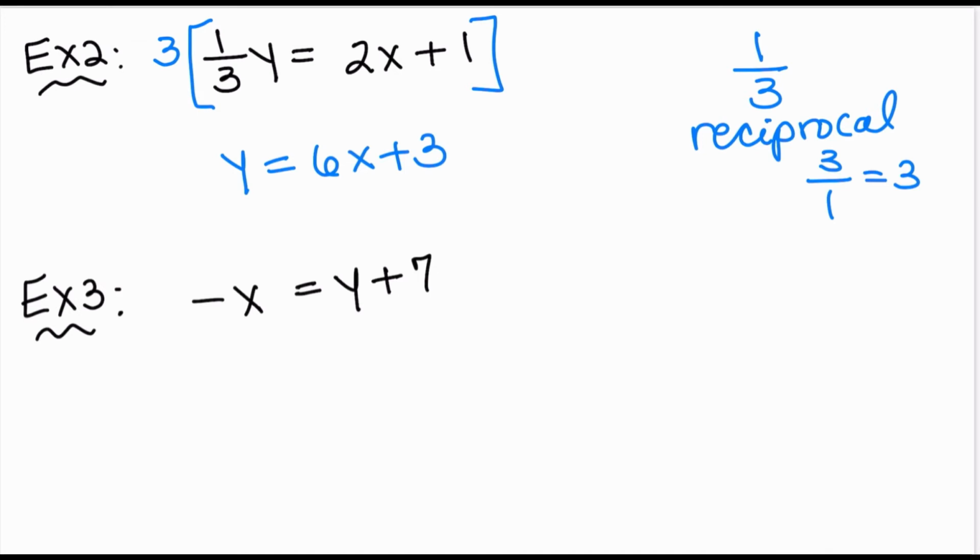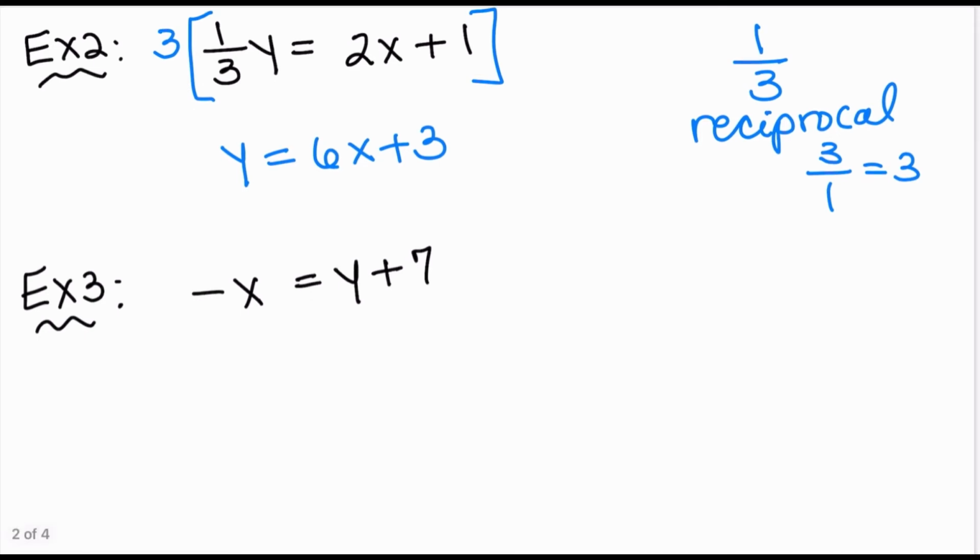In this example, my goal is to isolate the y to get the y by itself. I have negative x equals y plus 7. So I notice that here I have y now on the right-hand side, but there is a plus 7 next to it. So what I want to do is get rid of that positive 7, and I'm going to do so by subtracting 7 from both sides of the equal sign. So that's going to leave me with negative x minus 7 is equal to y.